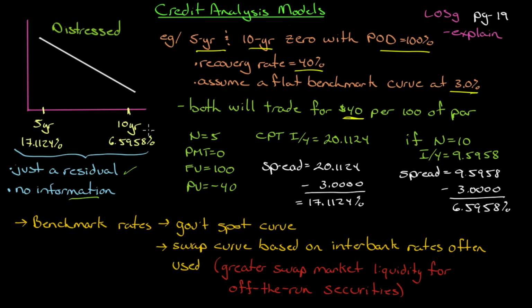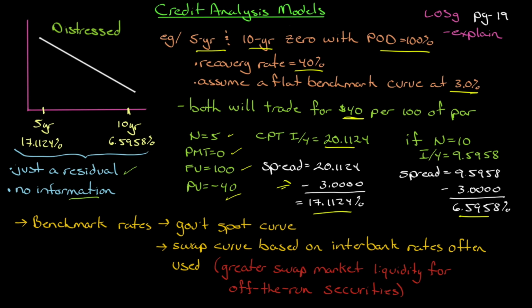For the 5-year, if we calculate what the yield to maturity would be, assuming no default, N is 5, payment 0, future value 100, present value is 40, you would get 20.1124. Take off the 3%, the spread is 17.1124. If you do that for the 10-year, you get a spread of 6.5958. But again, there is no information in this. They are both going to default, both 100%, and both will recover 40%. That's it.